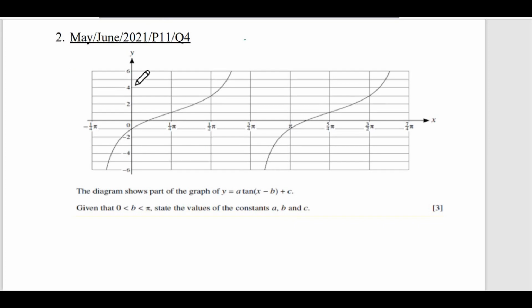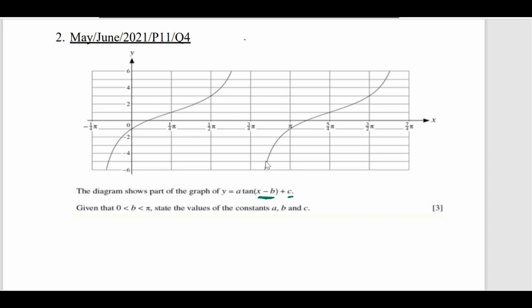Now in this one, the diagram shows the part of the graph of y is equals to a tan of x minus b plus c. Now as we can see that inside the bracket it represents the horizontal shift, and outside the bracket the c represents the vertical shift.